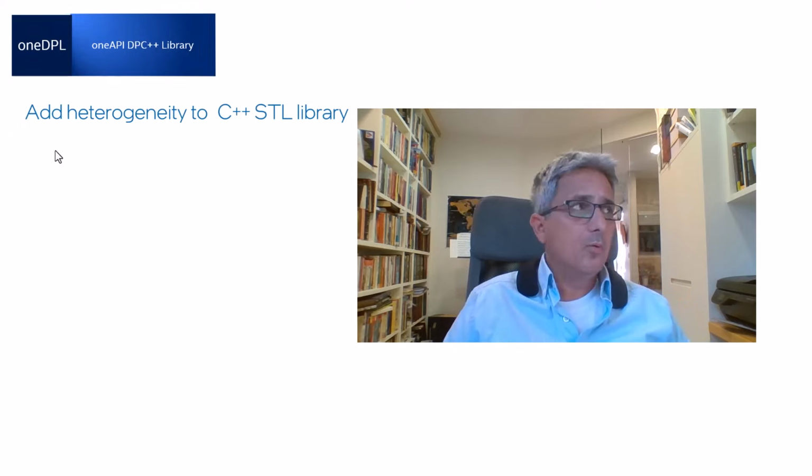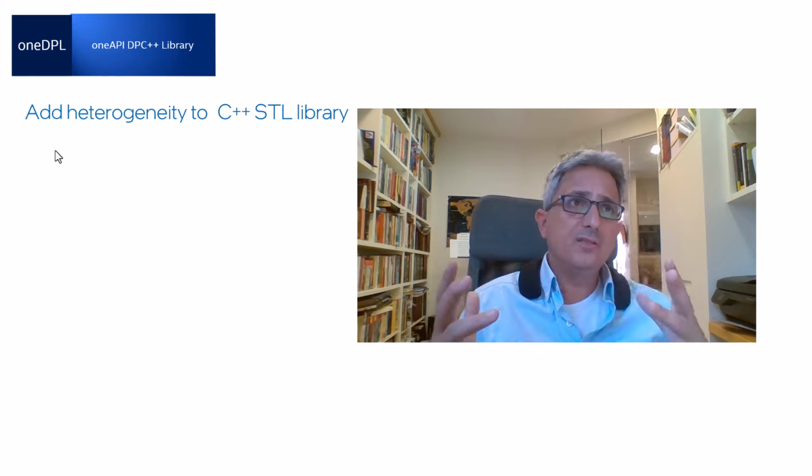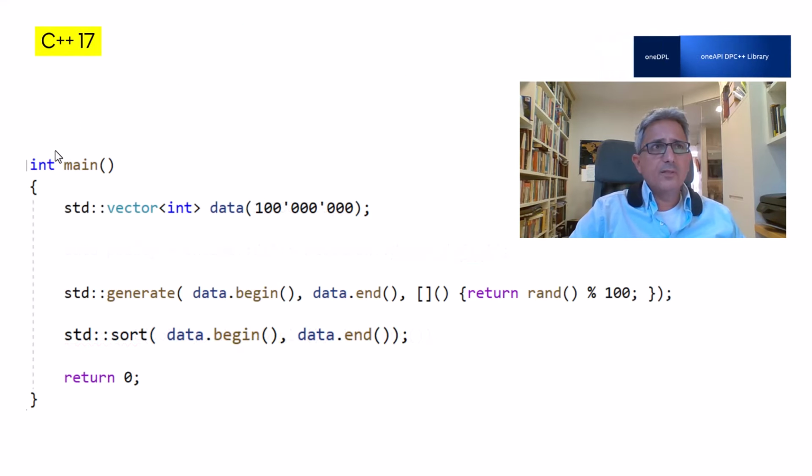oneDPL, or oneAPI Data Parallel C++ library, is a library that basically brings heterogeneous or multi-accelerator capabilities to the C++ STL library. So the easiest way for me to show it is by example. You see here a vector of data, and I initialize the vector using random numbers, and I sort it from begin to end. And this is simple C++17, nothing new about that.